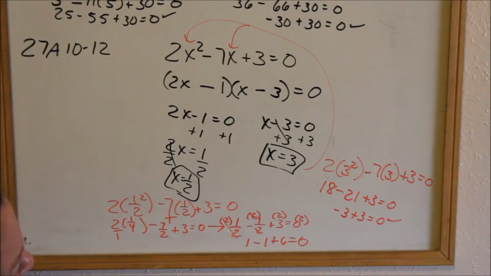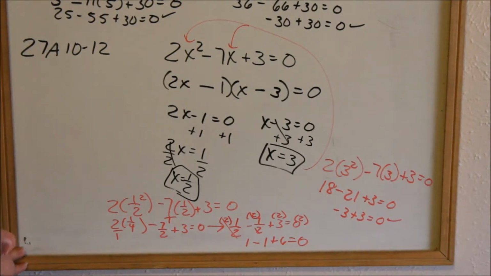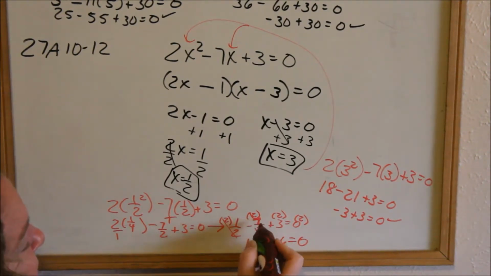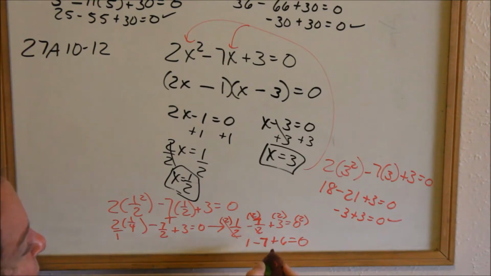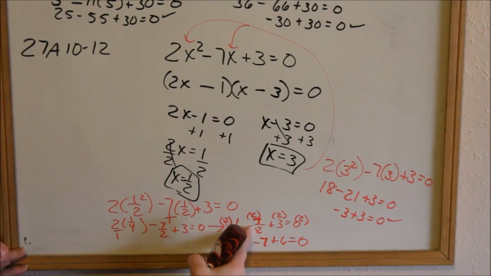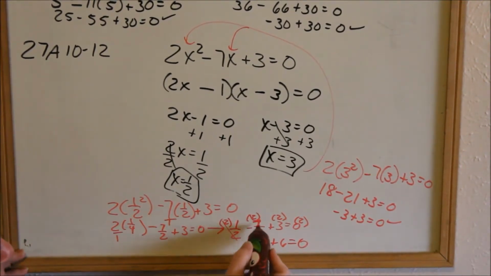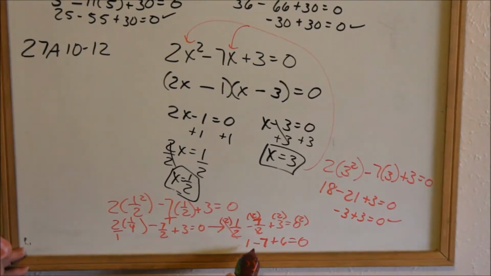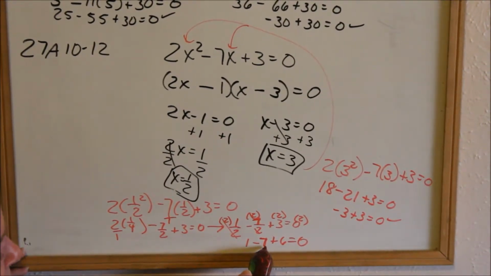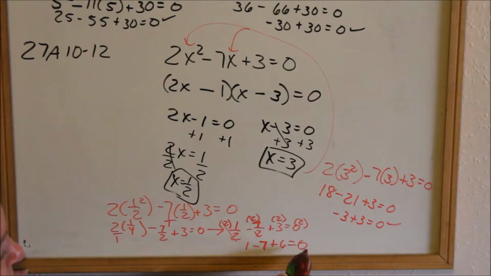That didn't check out correctly. Oh, I need a 7 right here. That's a 7/2. So that would be 1 minus 7. That wasn't a 1/2, it's 7/2. So the 2 and 2 cancel, leaving a 7 right there. So 1 minus 7 is negative 6. Negative 6 plus 6 is 0.